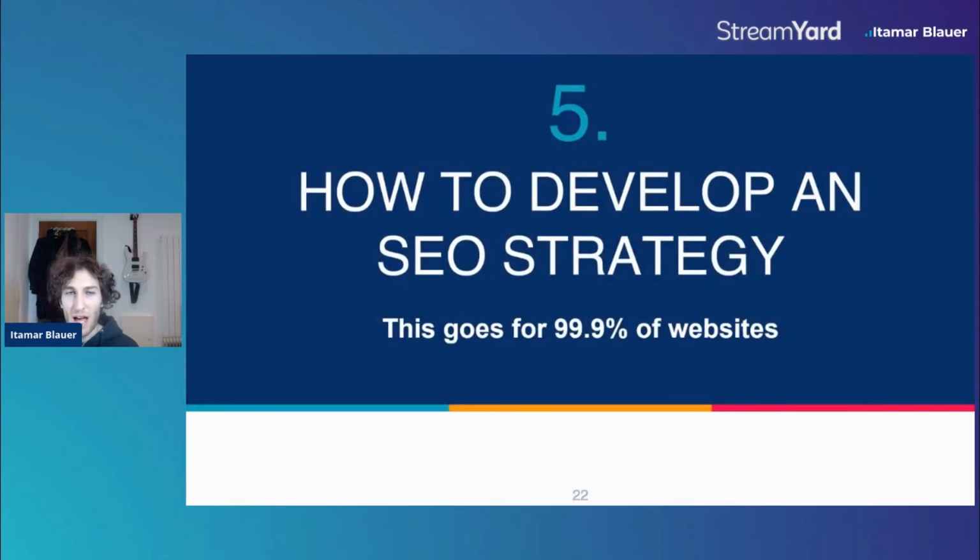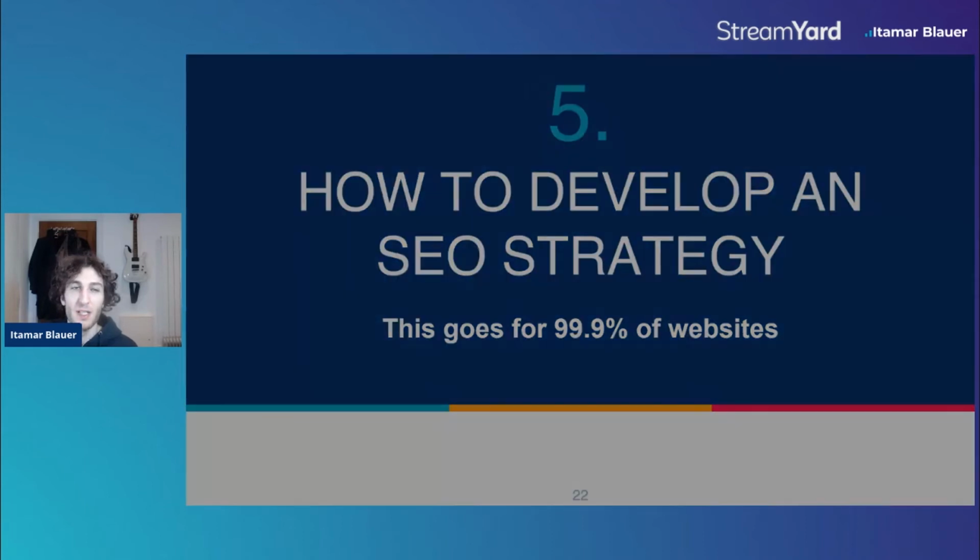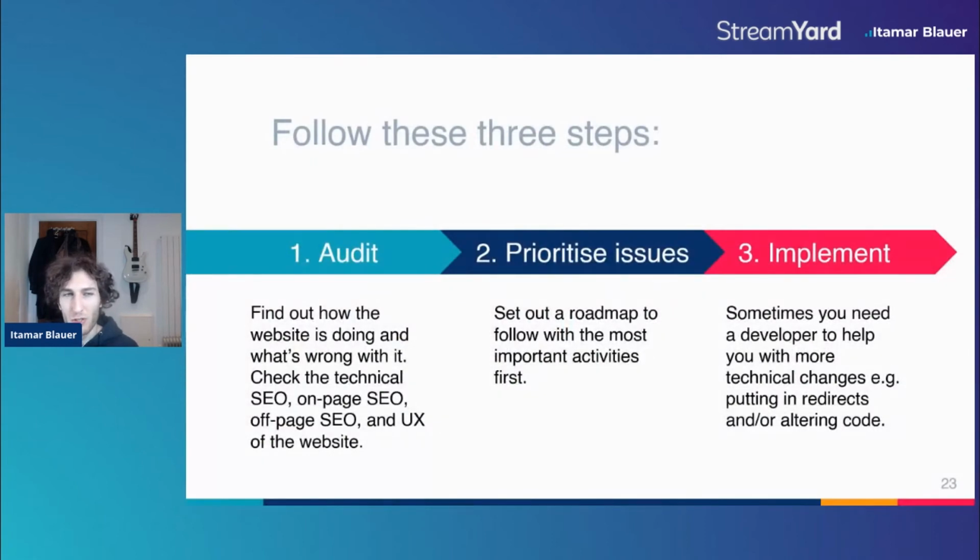So once you've done that, we're going to think about how to develop an SEO strategy, and this will be the kind of formula that's applicable for most websites. So the first thing you want to do is you want to audit a website. You want to find out how it's performing and what the opportunities are.